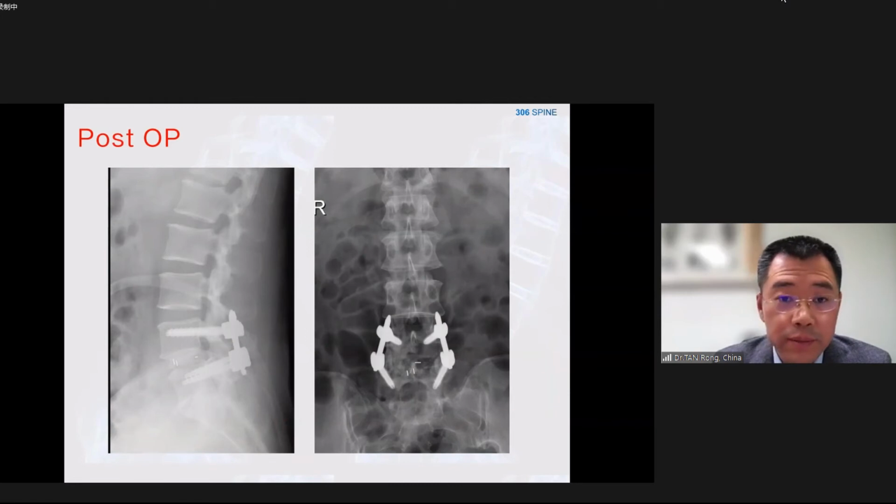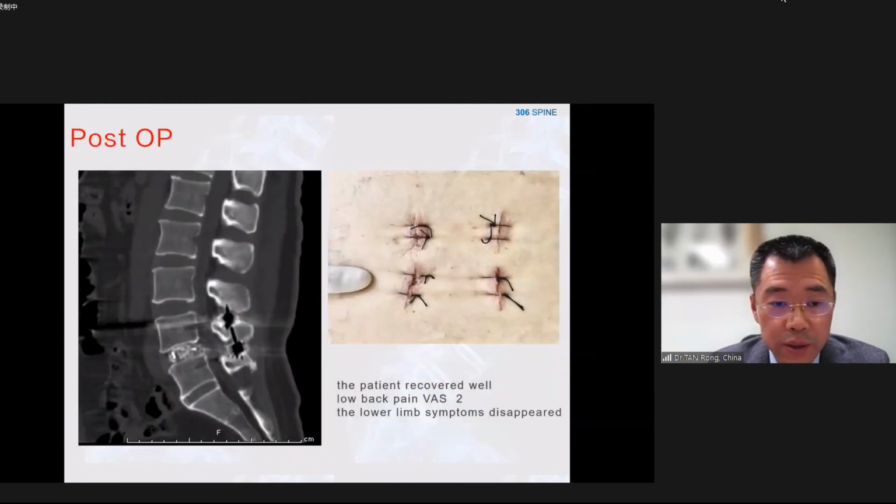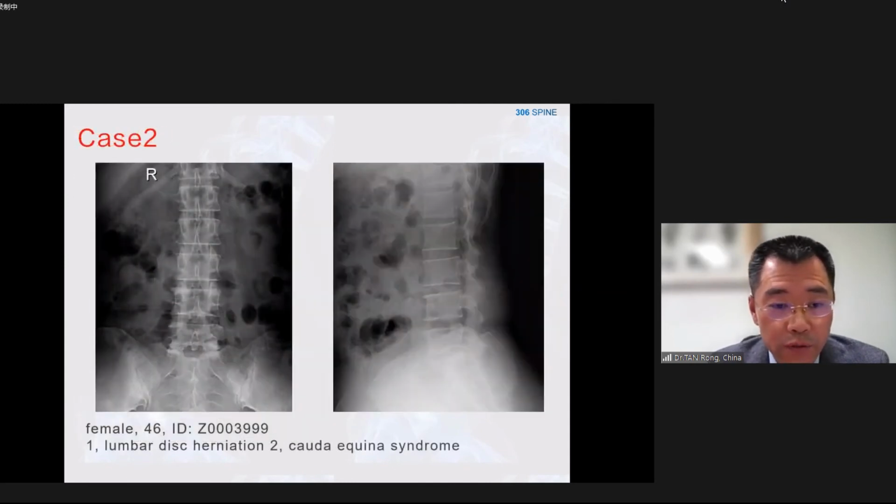The CT scan shows alignment, and the bone graft is very sufficient. The patient did very well, and the low back pain almost disappeared, and the lower limb symptoms disappeared immediately after the operation.